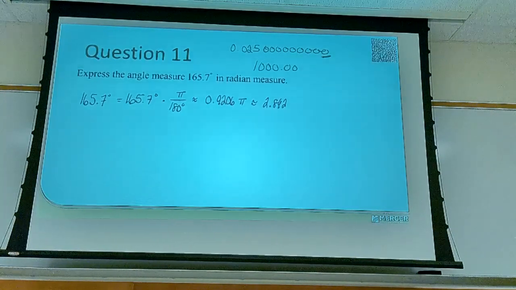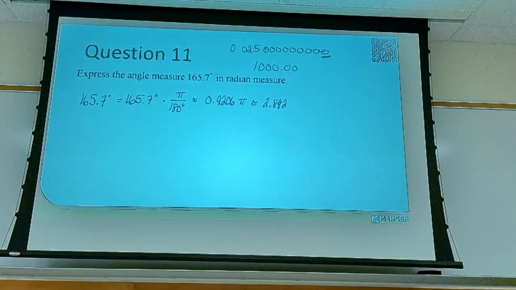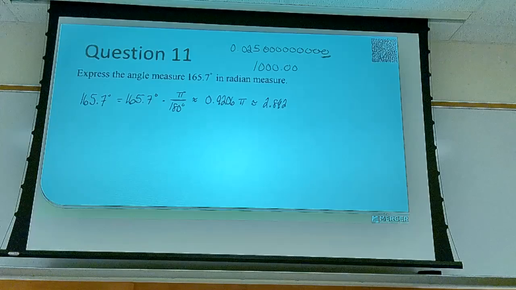Either of those two answers would be acceptable to me, unless the problem specifies keep it in terms of pi, or if I actually say approximate. If I say approximate, then I want the 2.892. If I say keep it in terms of pi, it's that first one, 0.9206 pi. If it doesn't say either of those, and there's a decimal, you know it's going to be an approximation, you can do either one.